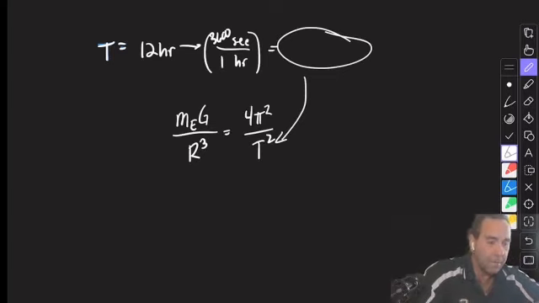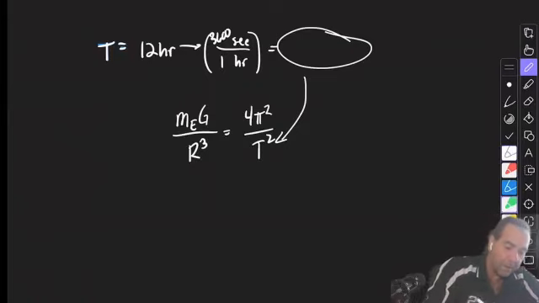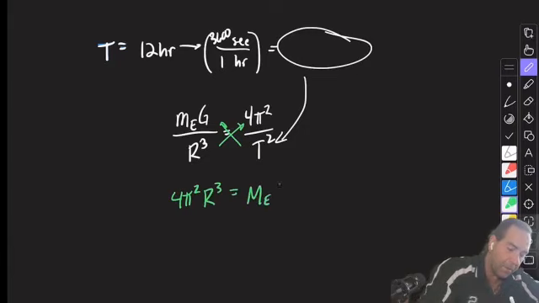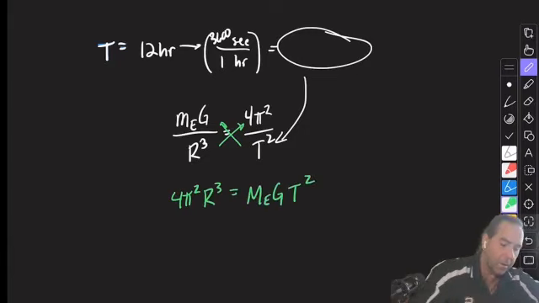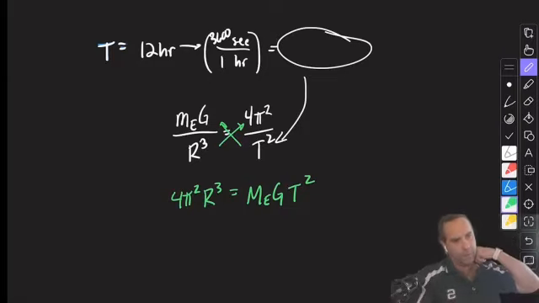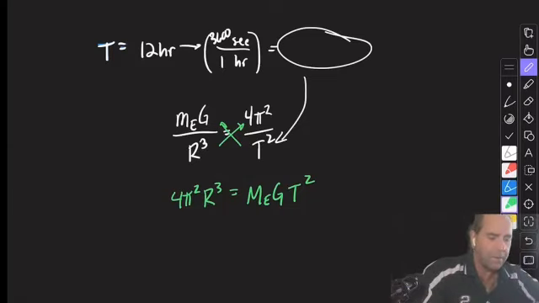And don't be too hard on yourself. If you don't know what to do here and you're unwilling to ask, cross multiply. This just becomes 4 pi squared r cubed equals MEG t squared. Don't beat yourself up if you don't know to cross multiply. A lot of kids don't know what they're supposed to do to get out of that. So just cross multiply, and it still looks like a whole bunch of letters.